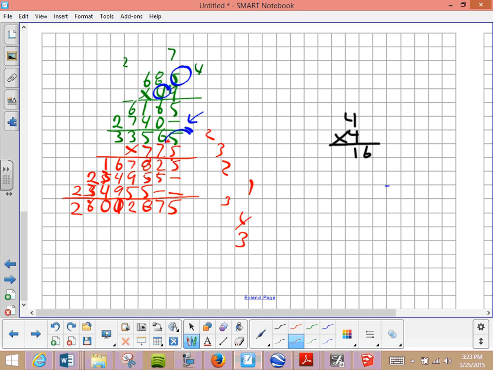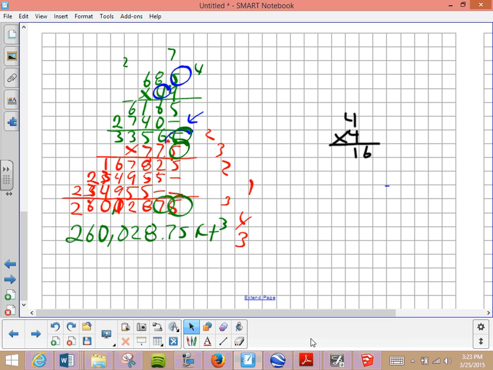So again, how do I decide where my decimal goes? You circle the numbers that are after the decimal. So that one and that one, that's 2 of them, right? That means I have to circle 2 from right to left. 1, 2, right there. So it's going to be 260,028.75 cubic feet, right? Oh, dang it, yes. There you go. So my answer, correct?